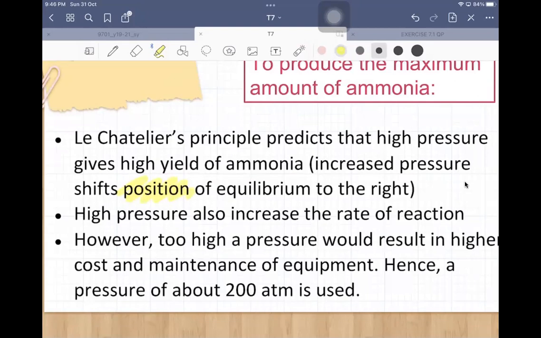Secondly, high pressure also increases the rate of reaction. We haven't learned rate of reaction yet. That is kinetics. The reason why increasing pressure will increase the rate of reaction is because you are also increasing the frequency of the reactants to collide and to have a reaction. Okay, that will be covered in the next lesson.